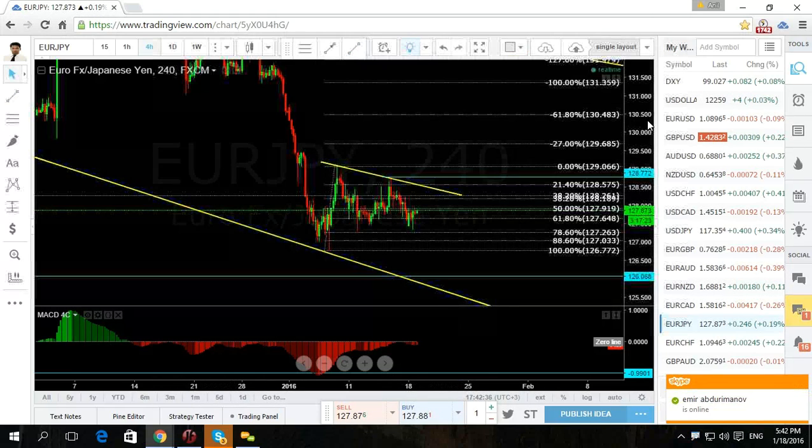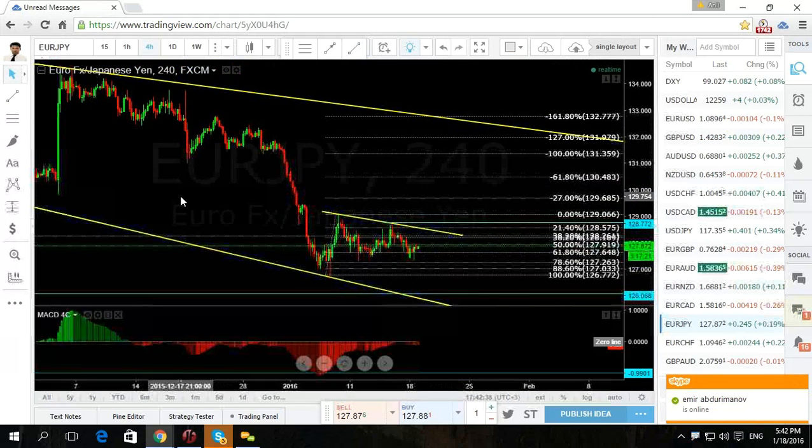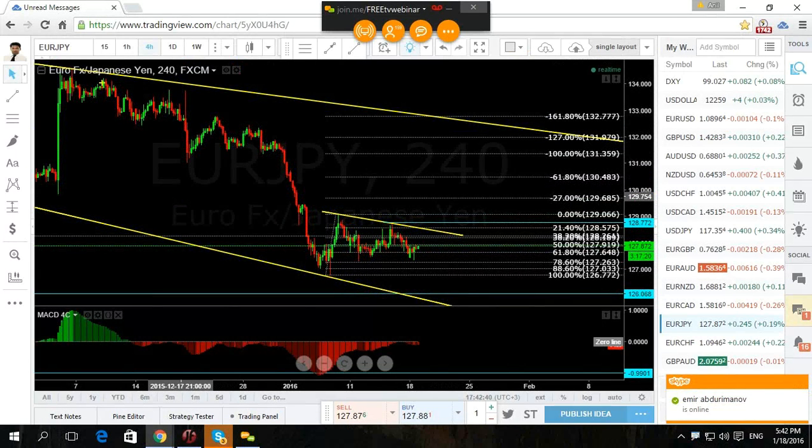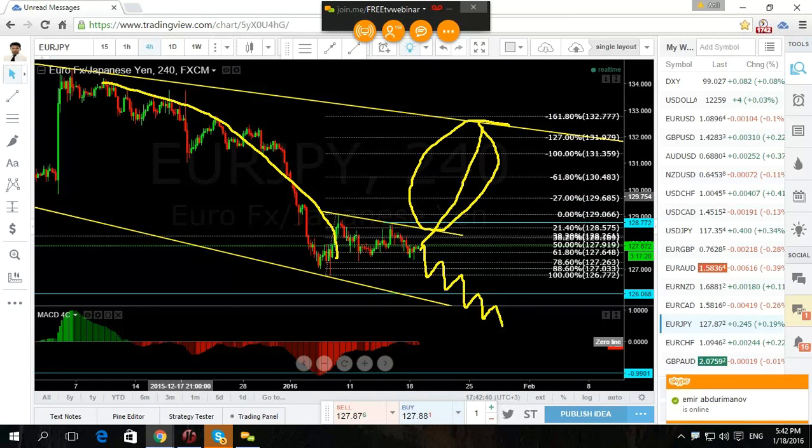We have patterns that should break only one way. This pattern here should go back here. And if it goes back there, I'm interested in it. If it keeps coming down, I'm not interested because eventually it will go back here. And this is the trade I'm interested in. Just like the previous one.